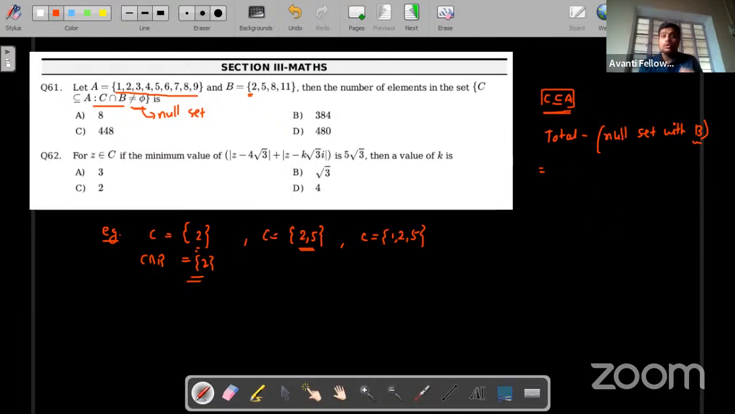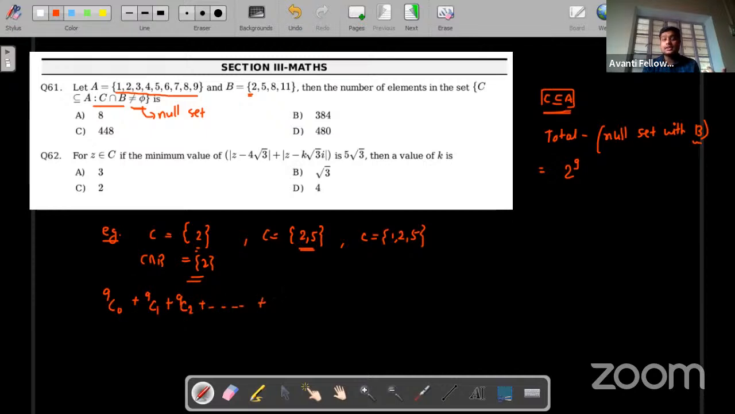So how many total sets can we form for C? The total number of subsets will be 2 to the power 9. What does that mean? We have to make a subset of A. Subset of A means we can take any number of elements from these 9 elements. Either I can take 0 elements, meaning I choose no element from the 9 elements, or I can take 1 element, or 2 elements, and so on.